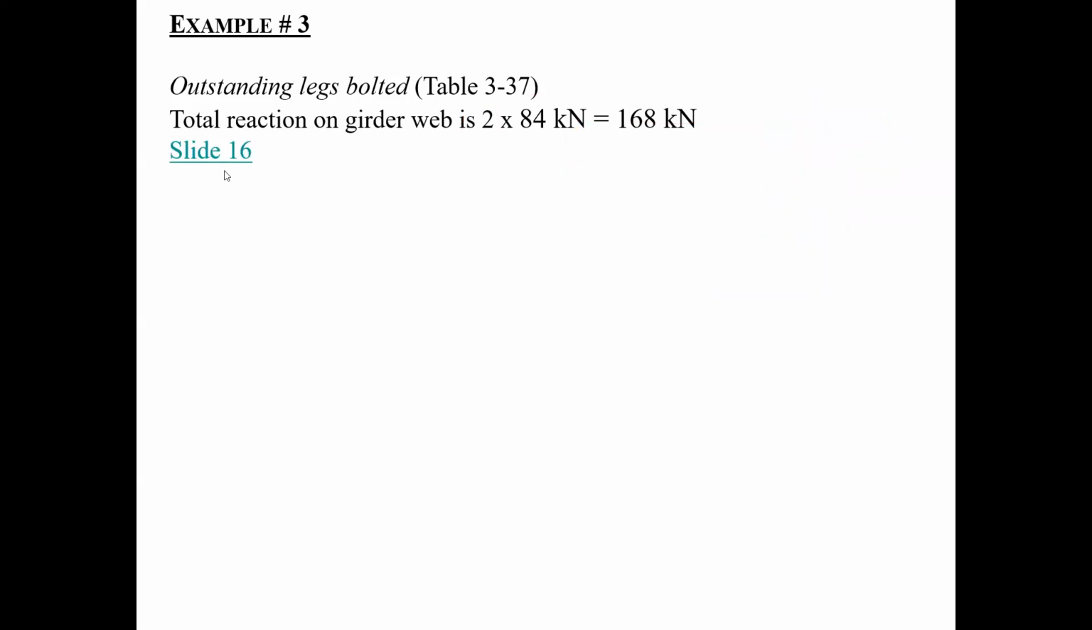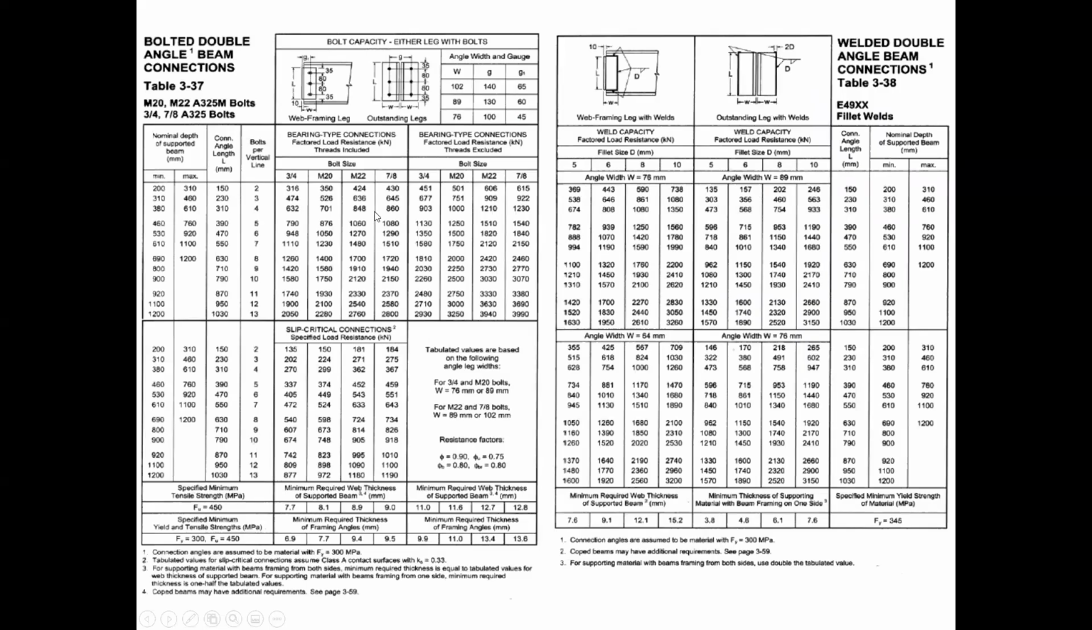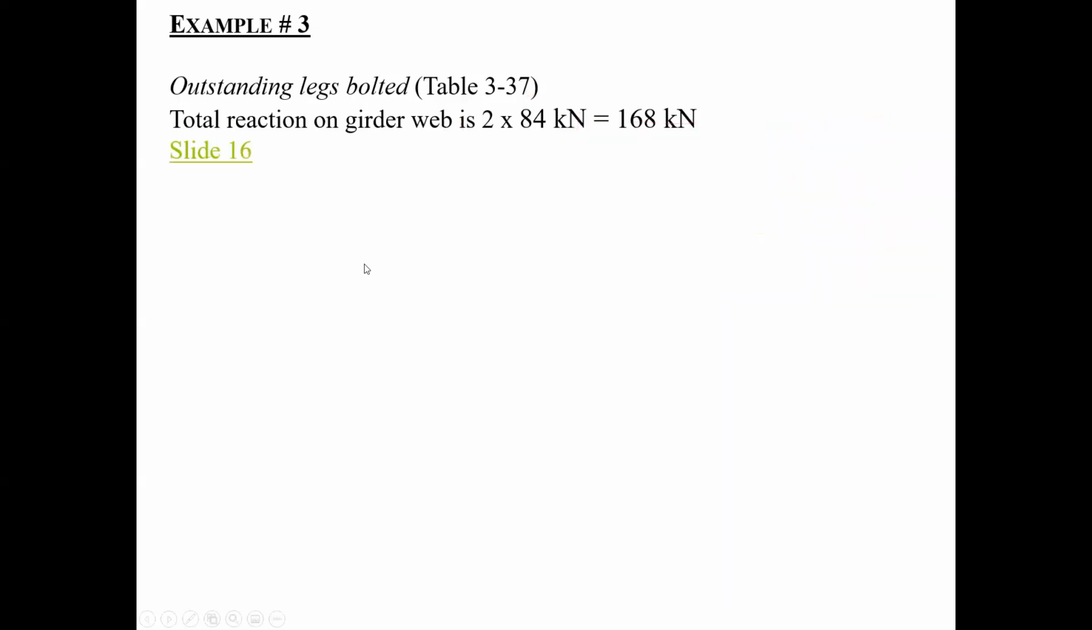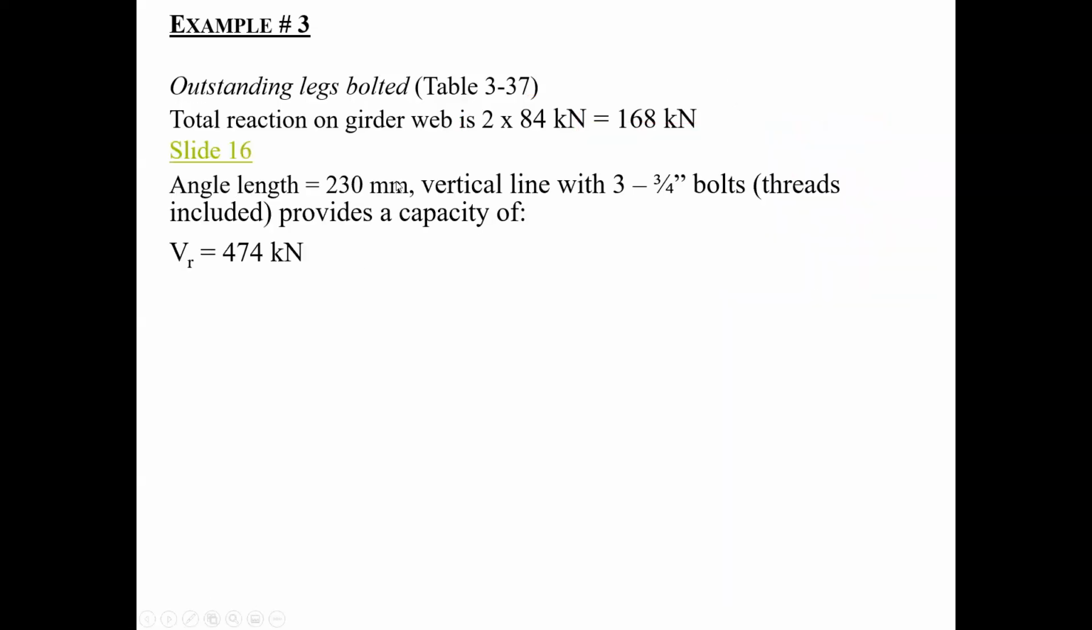And of course, so again, if we happen to, we get the value. For an angle of 230 with 3 vertical lines of bolts, it's exactly the same VR value. It doesn't change whether I'm bolting 3 and 3. So therefore I have 478, 474. I need 168. I have ample.